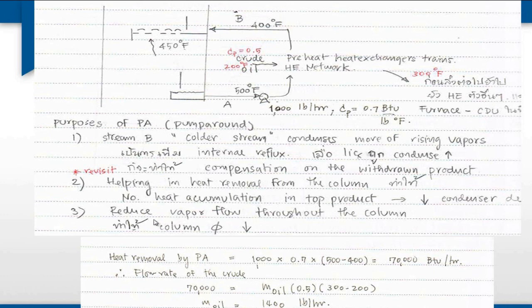The third one, when the vapor is condensed from the heat mixing in the tray above, the vapor flow rate will be reduced. In this case, when the vapor flow rate is reduced throughout the column, the diameter doesn't need to be that big.